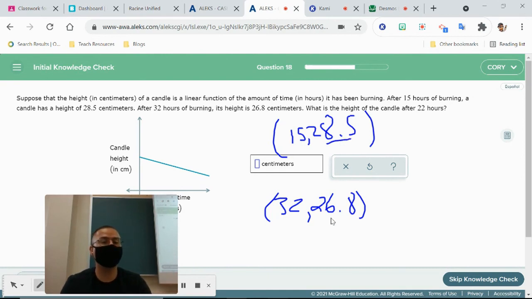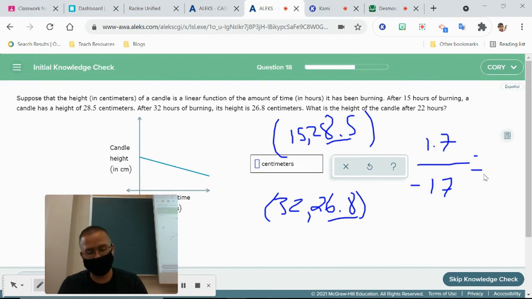So we do 28.5 minus 26.8, and that's going to be 1.7. And then we do 32. Wait, I said 28.5 minus, okay, so we got to go the other way. So we'll do 15 minus 32, which is -17. And you can clearly see some symmetry there, right? So we divide that, and that's going to be like 1/10, I think. So calculator, 1.7 divided by 17, 0.1. -0.1. So the slope is -0.1.